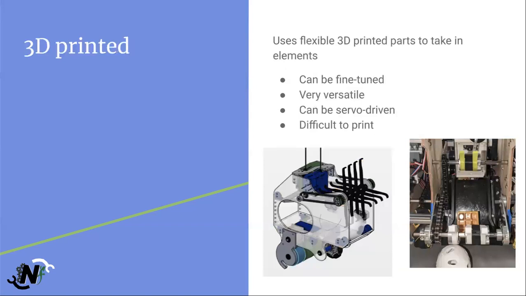Next up, we have 3D printed intakes. 3D printed intakes use flexible 3D printed parts, for example, parts printed in TPU, in order to take in elements. They are very versatile and can be fine-tuned to exactly your liking. Again, because you 3D print them, you have basically full design control over them. So you can make it whatever shape, whatever stiffness you want.